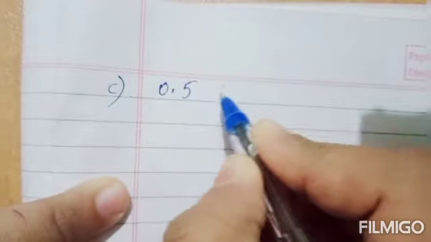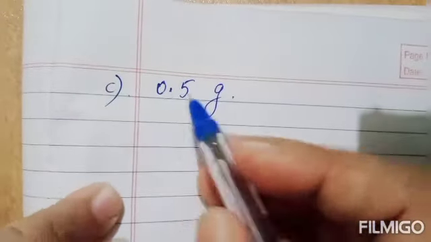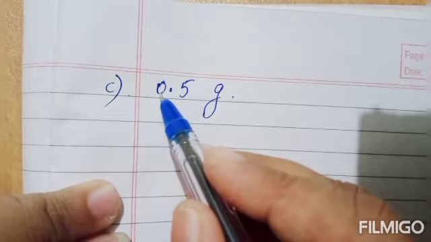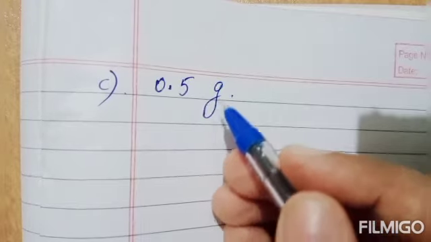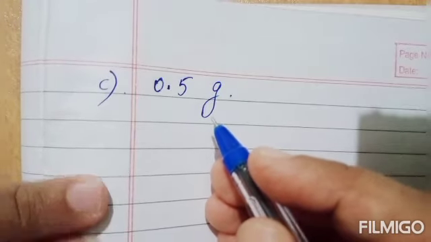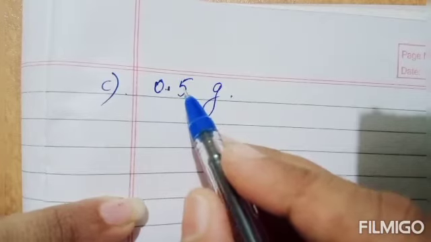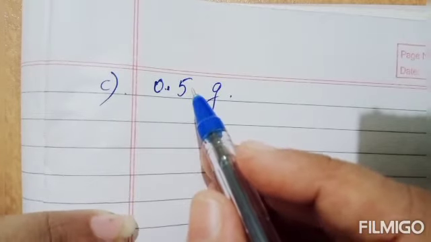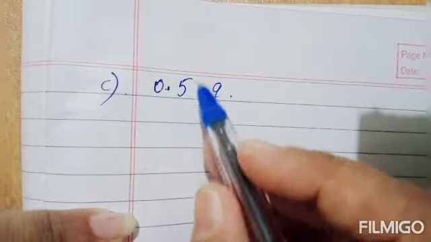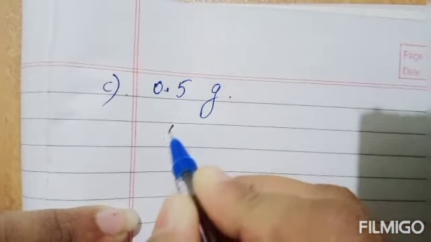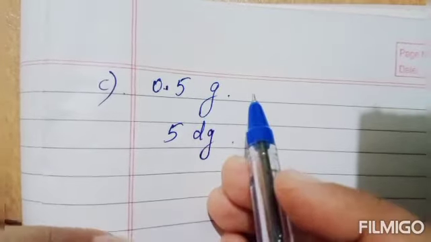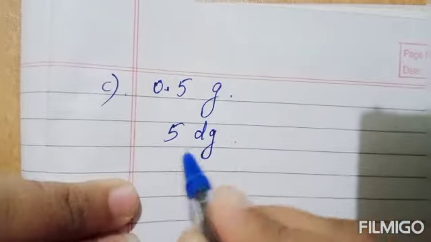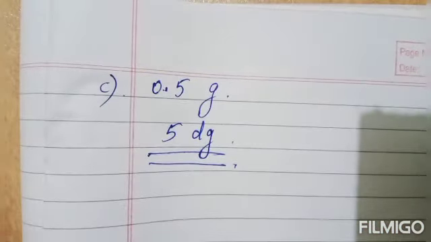In that C, 0.5 gram. So here before decimal point it is gram. Before decimal point 0 is coming, so 0 gram, no need to write that. Okay, after decimal point in the 10th place it is decigram. So 5 is coming in 10th place, so you can write 5 decigram. Now no digit is coming in 100th or 1000th place, so 5 decigram is the answer.